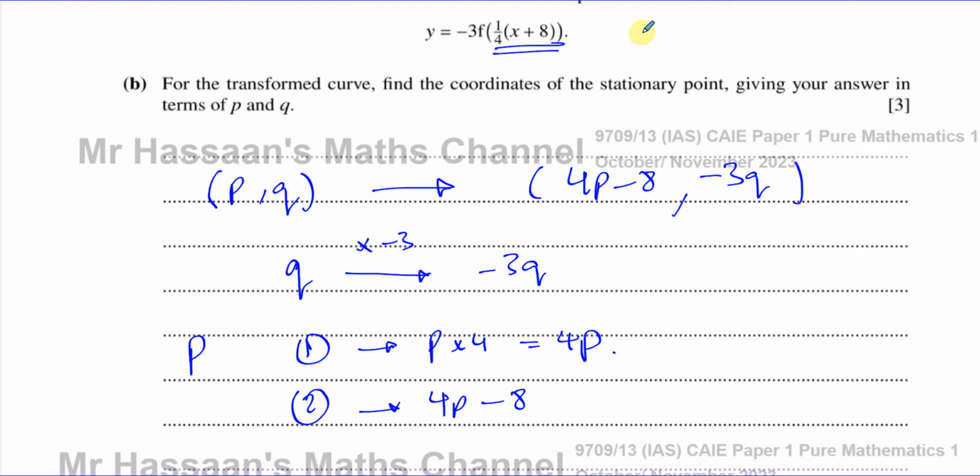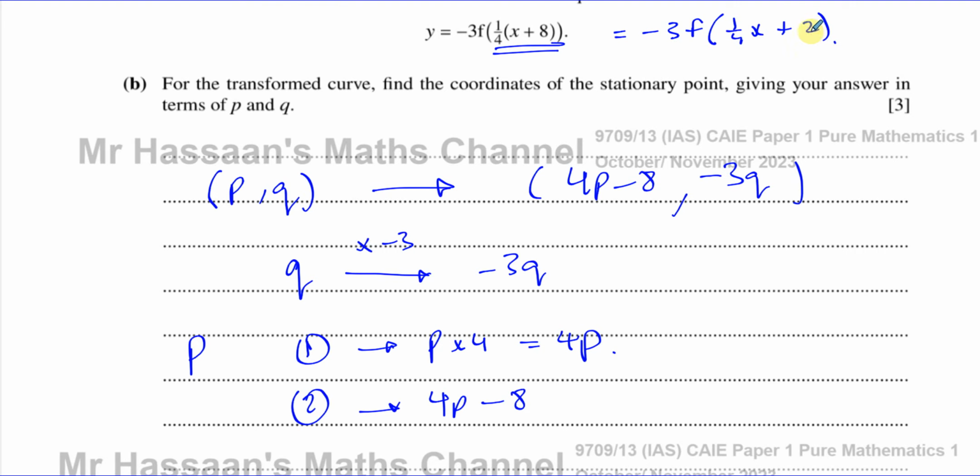Alternatively, what we could have done is say that this is the same as -3 times f of, and we can multiply that out. This is a quarter x plus 2. Okay, a quarter x plus 2. And for this, what we can say is, the x coordinate of p, first we have to do the opposite of BIDMAS. So first we have to deal with a quarter x plus 2.